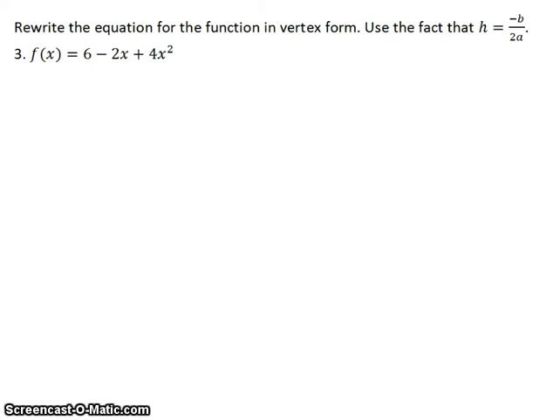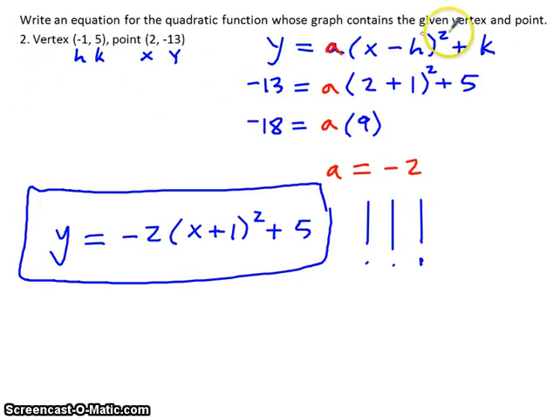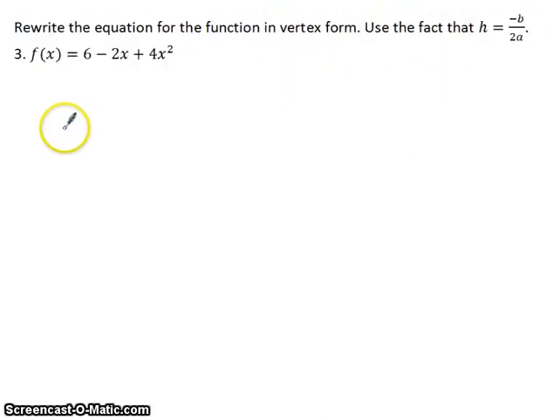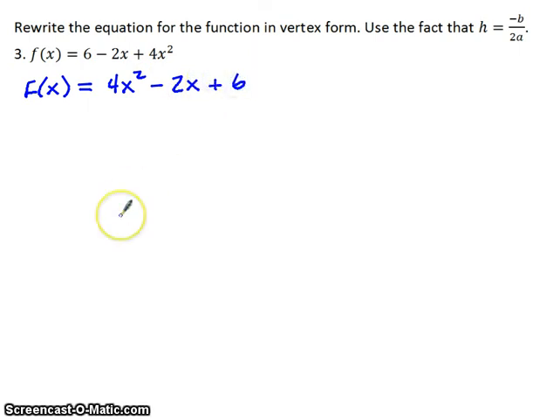So this one here, we want to rewrite the equation in vertex form, and use the fact that h is equal to negative b divided by 2a. Remember, vertex form is when we have a and h and k, right? And so we actually have a already. We have a because the a is right in front of the x squared. The b is in front of the x. The c is 6 there.